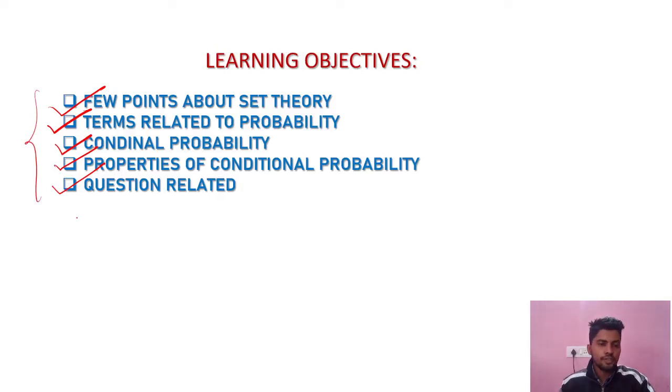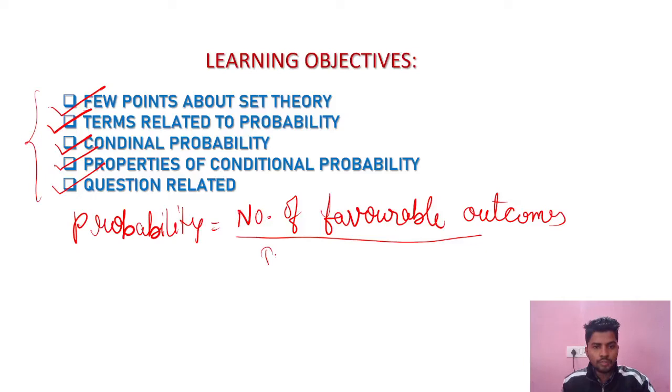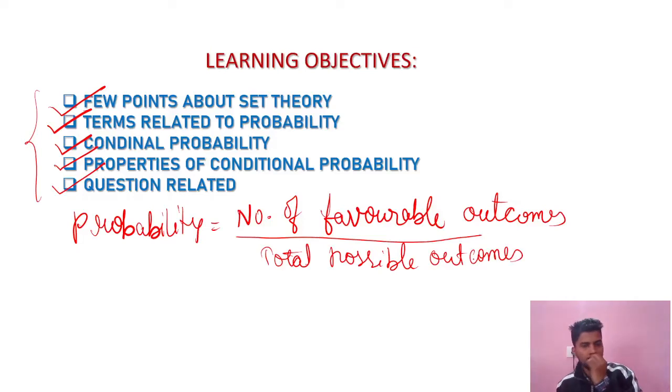Now, first we will see what we mean by probability. Probability is the number of favorable outcomes upon, or by, total possible outcomes. Okay, now we will move.